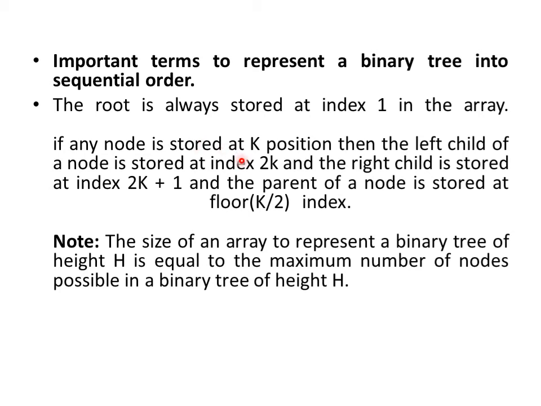Initially, in the previous slide, I have taken the term as i. This is the i position, and this is 2i for the left child and 2i plus 1 for the right child. To get the parent, I am dividing by 2, and for the right child, I am doing 2i plus 1. For left, I am taking 2i. In the previous slide, I have explained.